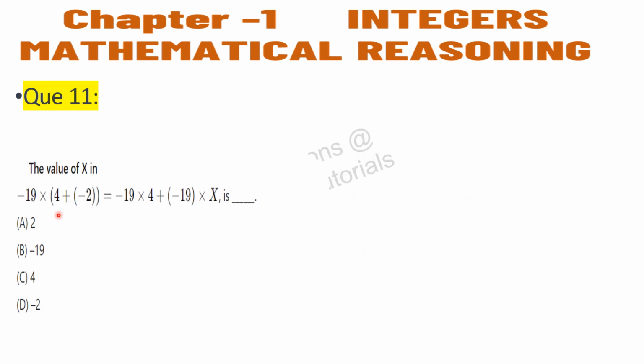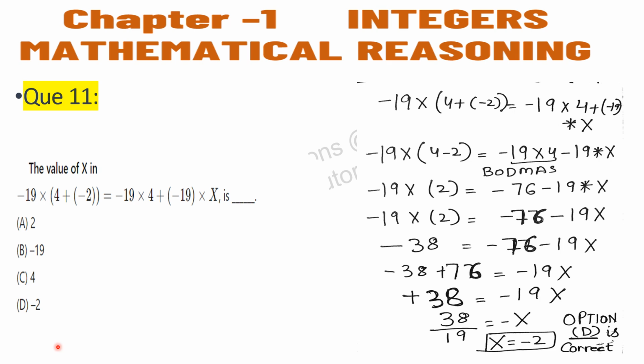Now the value of x you need to find from this expression. Again think of BODMAS and try to find the value. Let's check the solution. On equating and by the transposing method, we have found that capital X is equal to minus 2, which matches option D. So option D will be the correct answer.